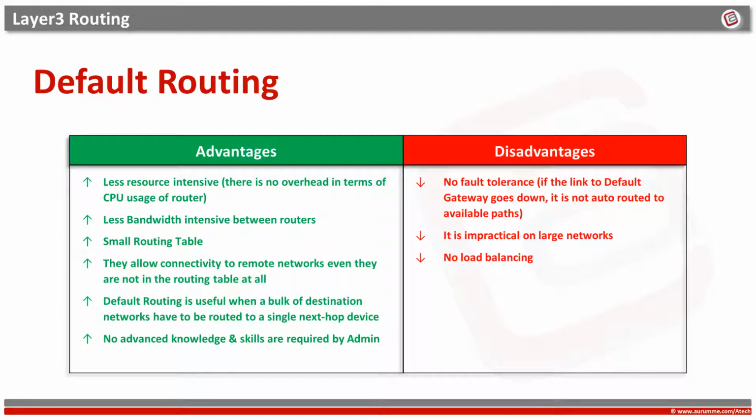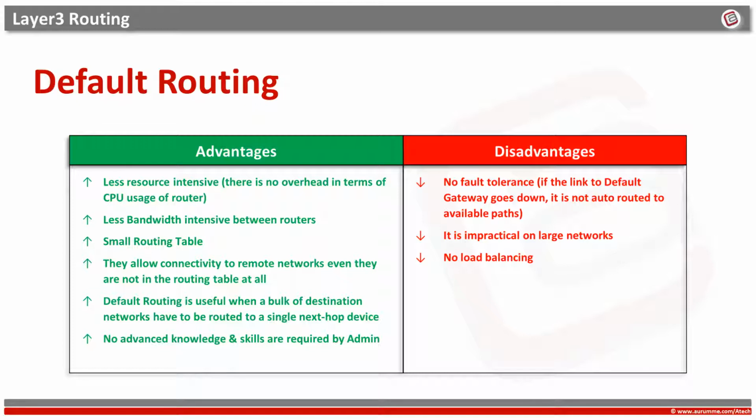There are certain merits and demerits associated with each type of routing. So let's discuss default routing first of all. The main advantage of default routing is that it is less resource intensive. There is no overhead in terms of CPU and memory of a router because it does not have to do any calculations. It simply forwards all the packets it receives to a default gateway. Another advantage is that it is less bandwidth intensive between the routers, and it has a small routing table.